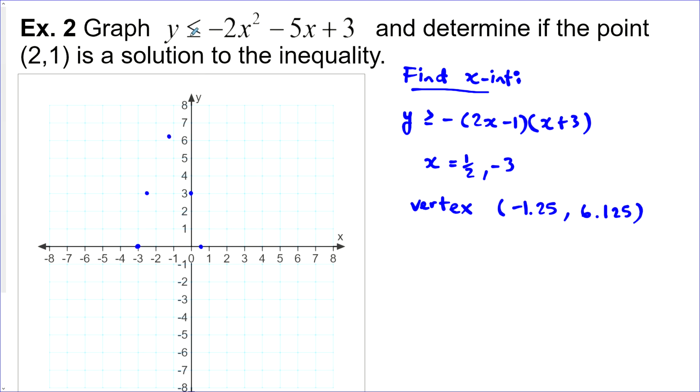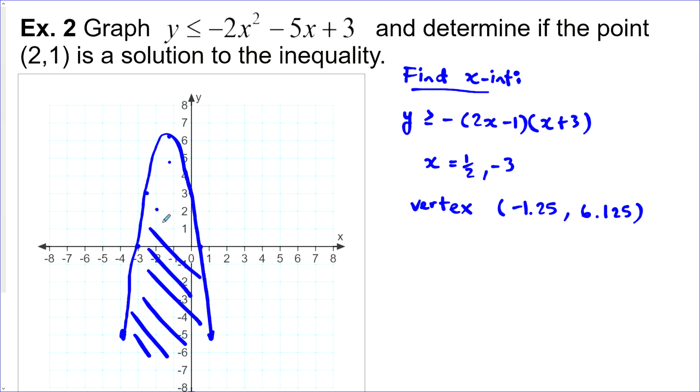Right now we are less than or equal, so I can draw a solid line here for this quadratic. And shade the appropriate region, y is less than, and so take this point here for instance, and I want to go less than, so down here. So I want all the y values that are down here.